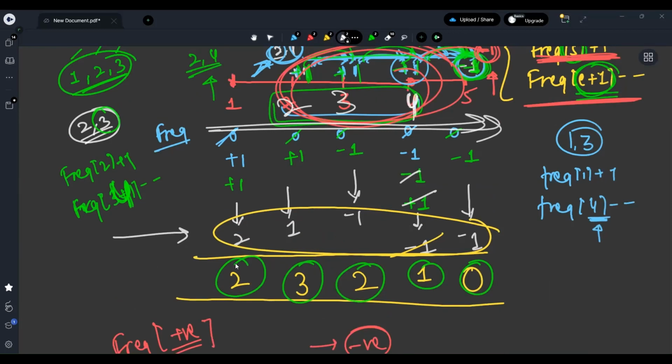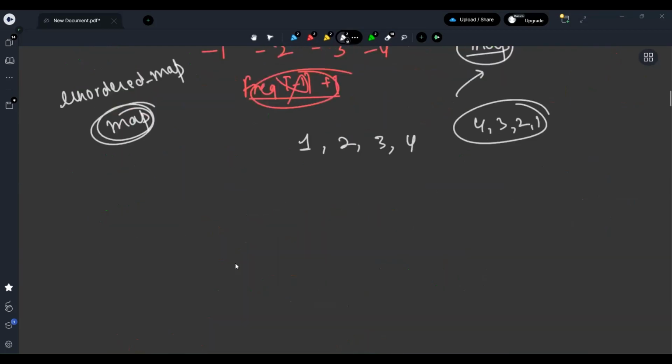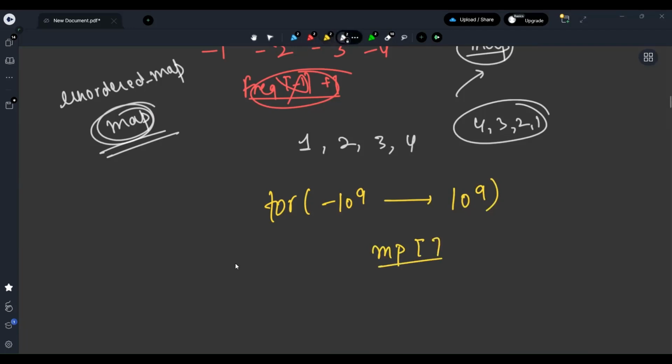As I said, this is the trick: we can only traverse in sorted position. Plus 1, plus 1, plus 1, and here we will do minus 1. So that means we will use map here. Now, one thing you might say: should I traverse all of minus 10 to the power 9 to 10 to the power 9 and check the map? No, you don't have to traverse.